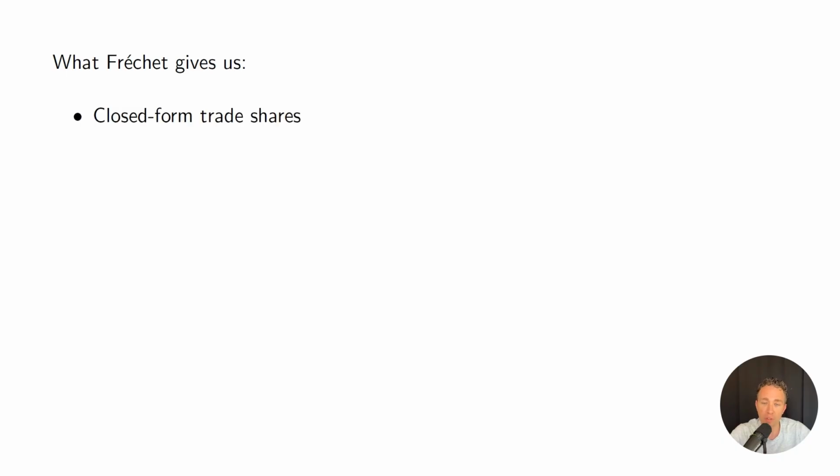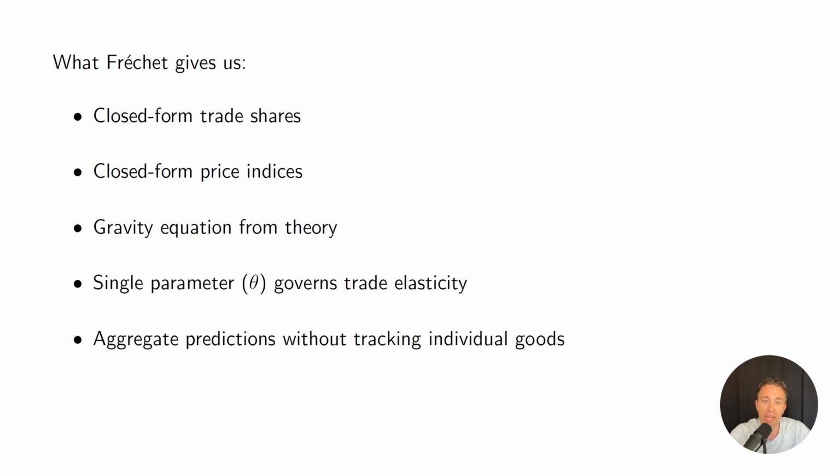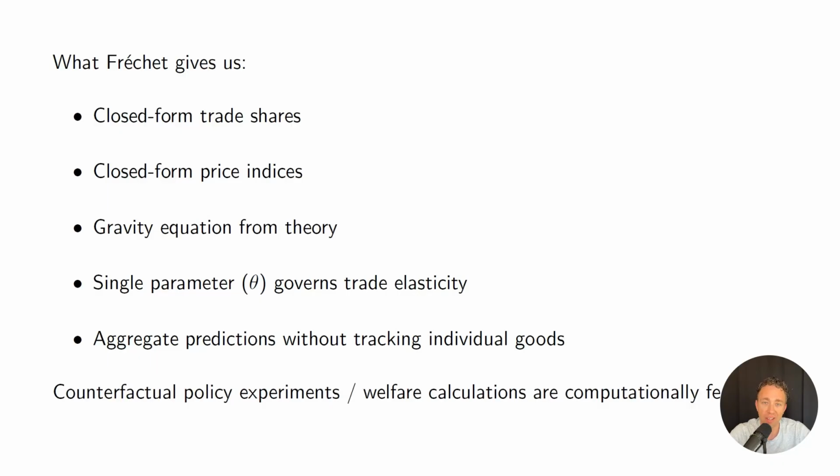So what did assuming the Fréchet distribution actually get us in this framework? Well, it got us closed form trade shares. It got us closed form price indices. It got us a gravity equation that comes from theory. It got us a single parameter that tells us about the trade elasticity. And it gets us aggregate predictions without having to track individual goods. And since we have all of this in a tractable way, it's going to give us a very tractable way to run counterfactual policy experiments and do welfare calculations.